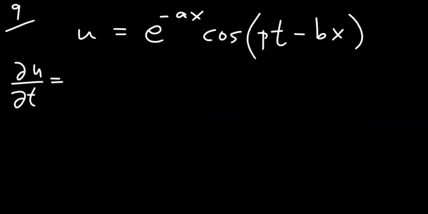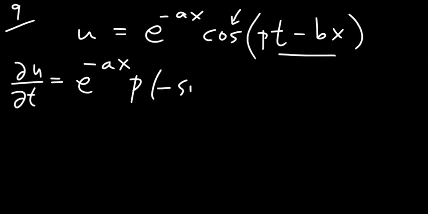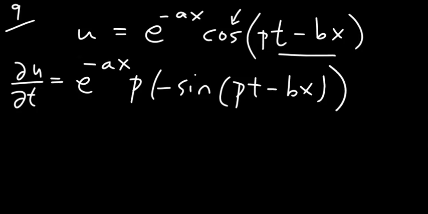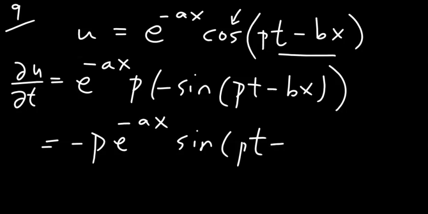And that's the answer. Partial derivative of u with respect to t, the first term is just a constant as far as the partial derivative is concerned. Derivative of this argument with respect to t is just p. Derivative of cosine with respect to argument is minus sine of that argument. So your final answer is minus p e to the power minus ax times sine of pt minus bx. And that solves the problem.